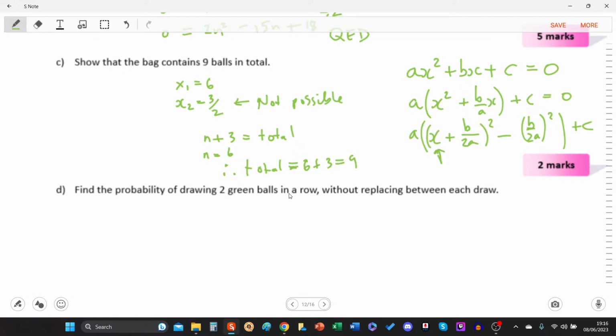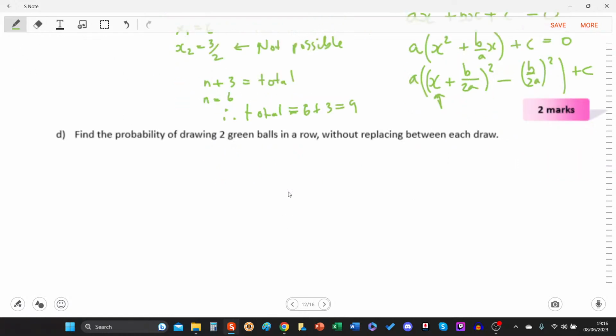So in this case, it's conditional probability. We just need to be careful. I'm not going to draw a tree diagram. I don't find it necessary. Please do if you want to. Green the first time. Now we know that there's 9 in total. It's out of 9.